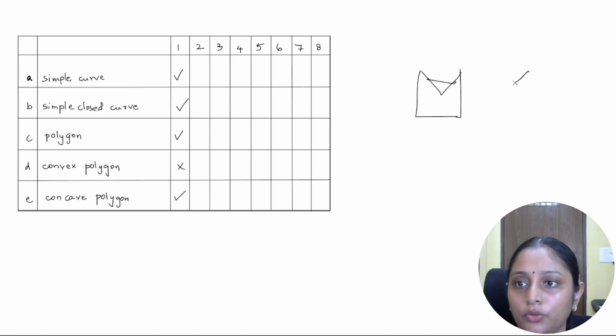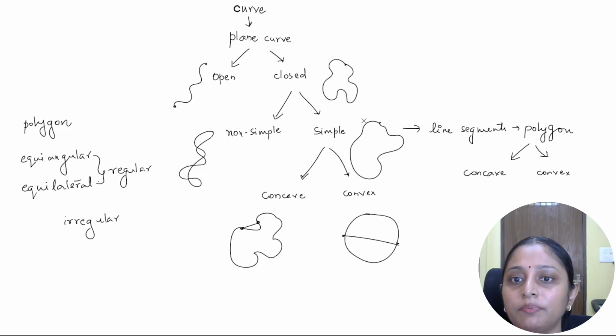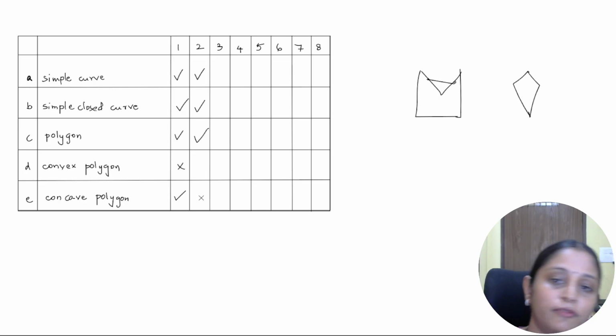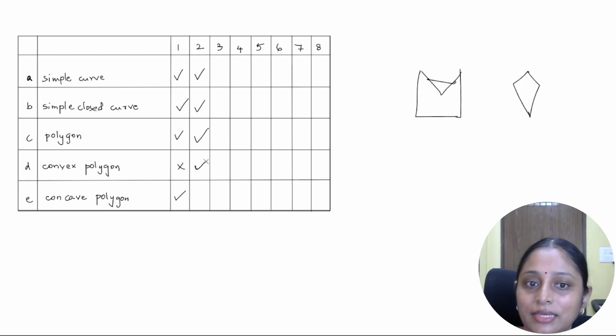Next, coming to the second figure, this is a kite as you know it, right? Is it a simple curve? What do you mean by a simple curve? Again, a simple curve is a curve which does not cross itself. So this does fit the description and it is a simple curve. Is it closed? Yes, it is closed. Is it a polygon, that is, is it made up of line segments? Yes, it is made up of line segments. Is it convex? Yes, it is. It's not concave, it is convex, right? So that is your second figure.